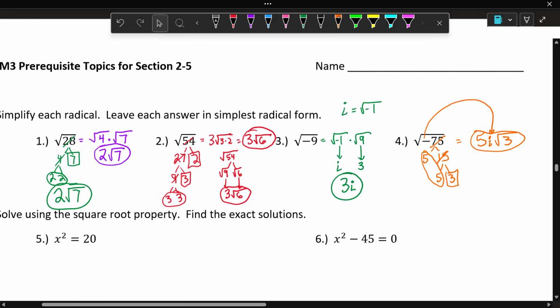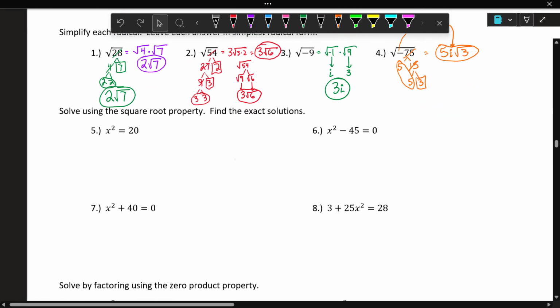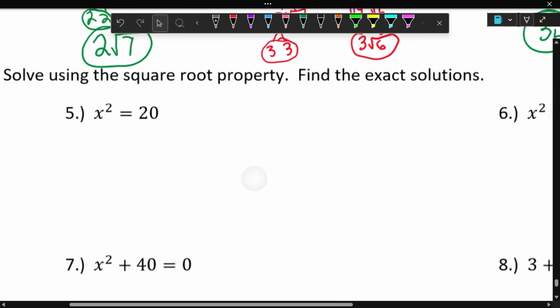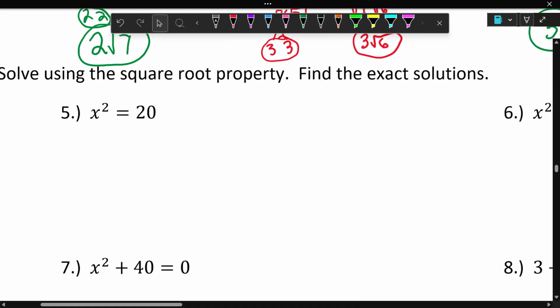Now, when would we use that? Well, when we're doing something like 5 through 8 here, using the square root property to find exact solutions. So x squared equals 20. Well, we have to get rid of that squared. So what's the opposite of squared? Square root. So these cancel out. And we get plus or minus, because a negative times a negative is a positive, but a positive times a positive is also a positive. And the square root of 20.